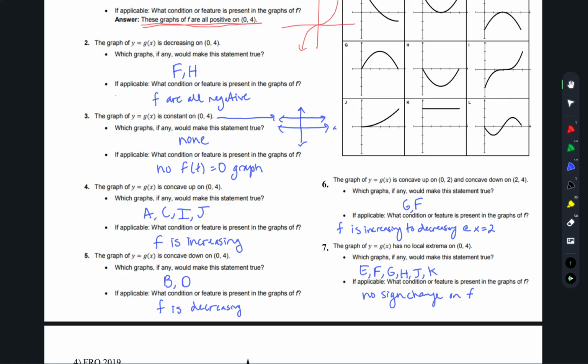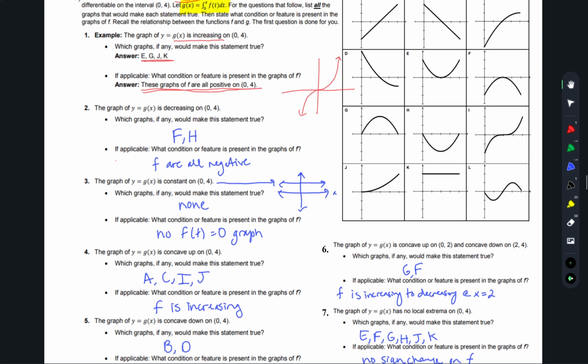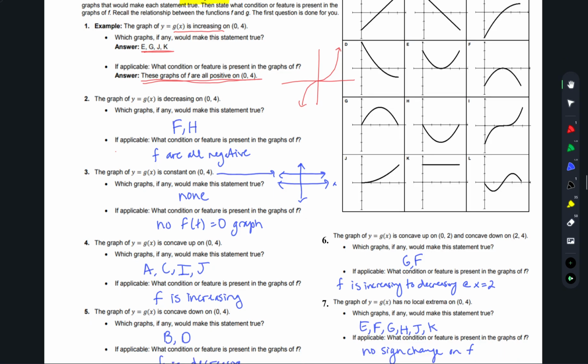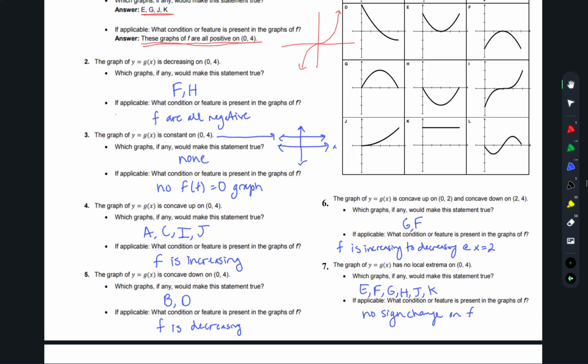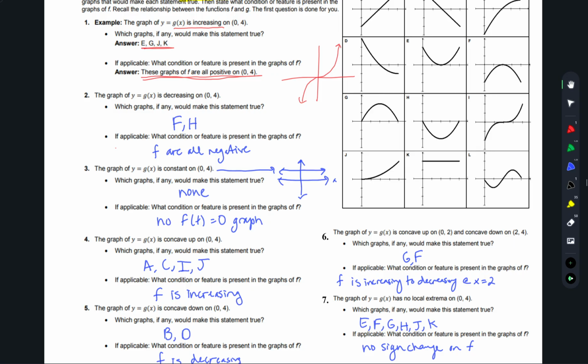Concave up, a lot of you are getting this, so that was pretty good. 0, that's when f is increasing. Concave down, decreasing. Concave up on the first part of it, concave down on 2 to 4. So that's G and F are right because you're going increasing to decreasing. And then where's F? Increasing, decreasing.